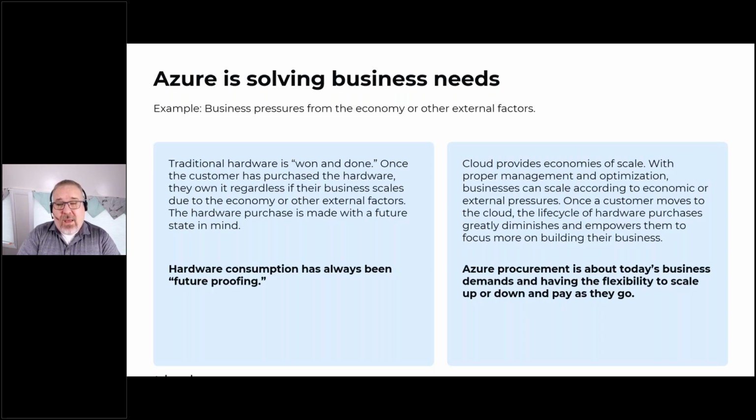Again, it's just different. And if you think about it from the perspective of your business, when you're in a hardware business, if it's mostly hardware, then you get hills and valleys, right?